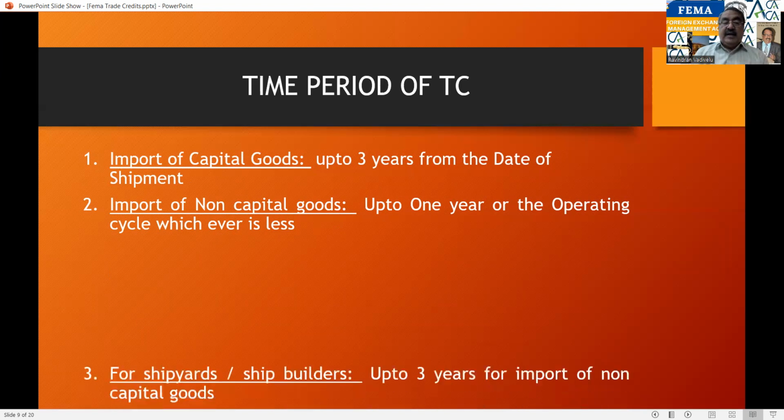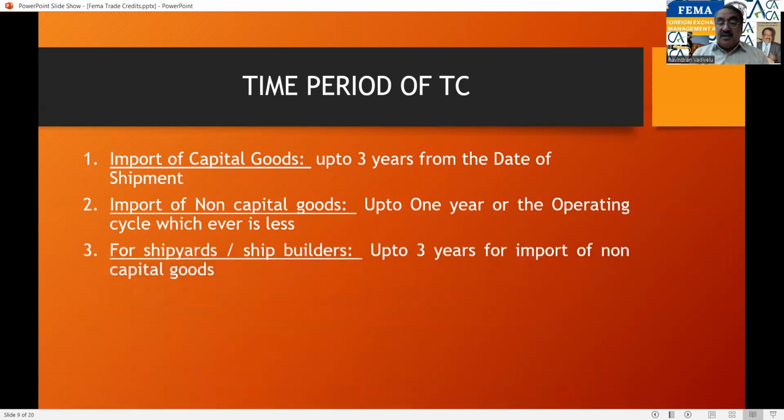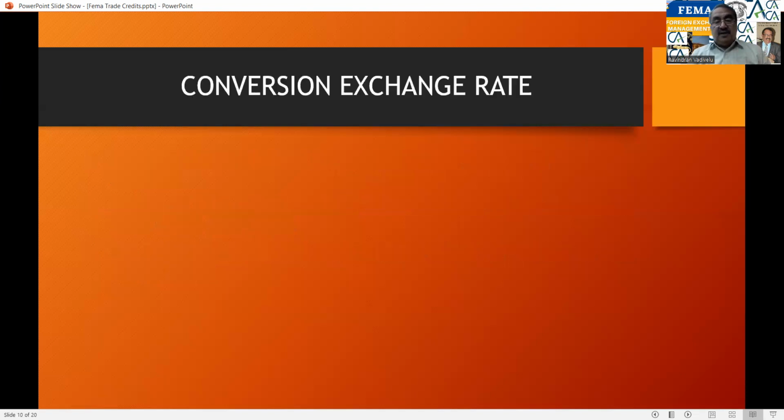Here, if shipyards and shipbuilders import, then the period of repayment of trade credit is up to 3 years for import of non-capital goods. For capital goods, it is 3 years. For non-capital goods, it is 1 year. And if it is being imported by shipyards and shipbuilders towards non-capital goods, it is 3 years. Only for shipyards and shipbuilders, you can take up to 3 years to repay.